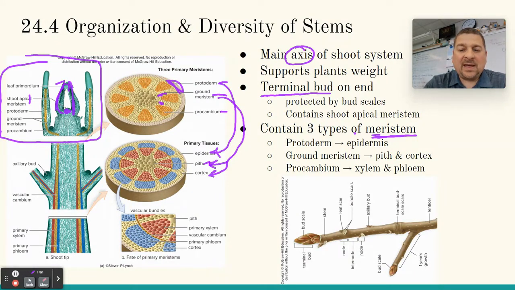And then the procambium becomes the vascular cambium or the vascular tissues. So the procambium, in these little corn seed shaped things right here, become, if you look down here, the vascular bundles with the xylem on the inside and the phloem on the outside.